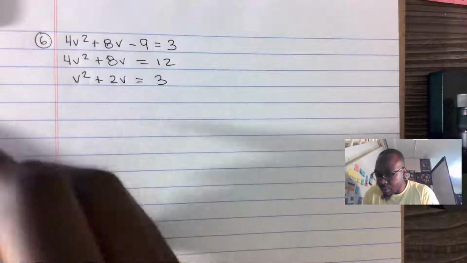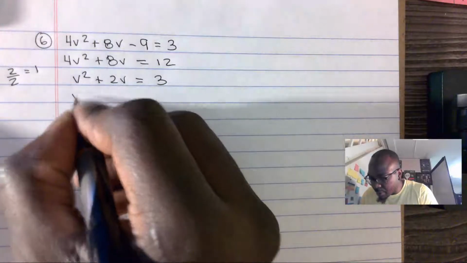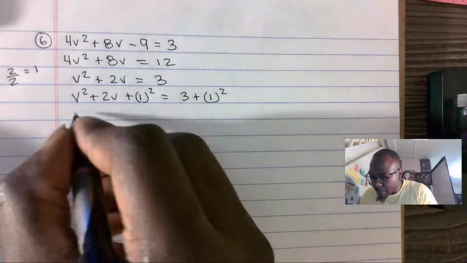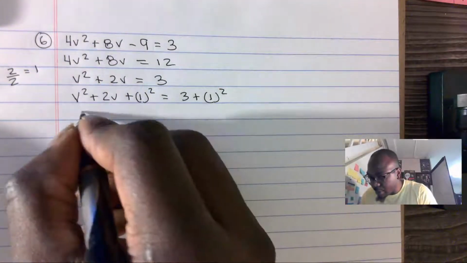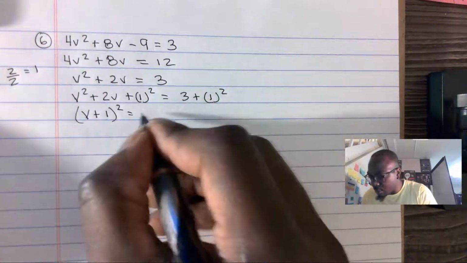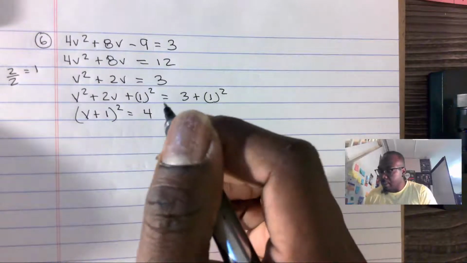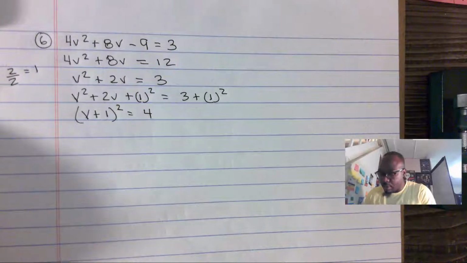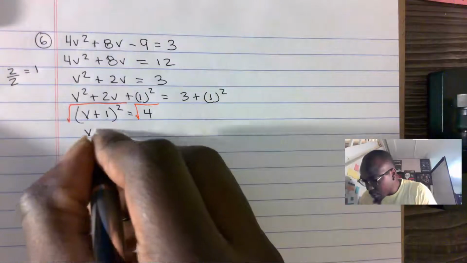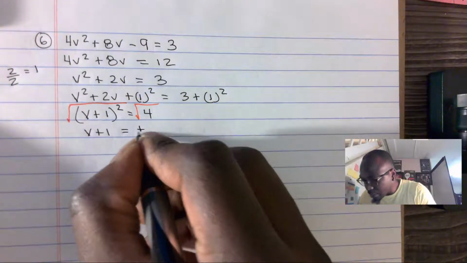Now what I'm going to do is take half of the b term. The b term is 2, and 2 divided by 2 equals 1. So this is going to be v squared plus 2v plus 1 squared equals 3 plus 1 squared. Now I'm going to write this as v plus 1 all squared, which equals 1 squared is 1, 3 plus 1 is 4. Now I take the square root of both sides, so we have v plus 1 equals plus or minus 2.